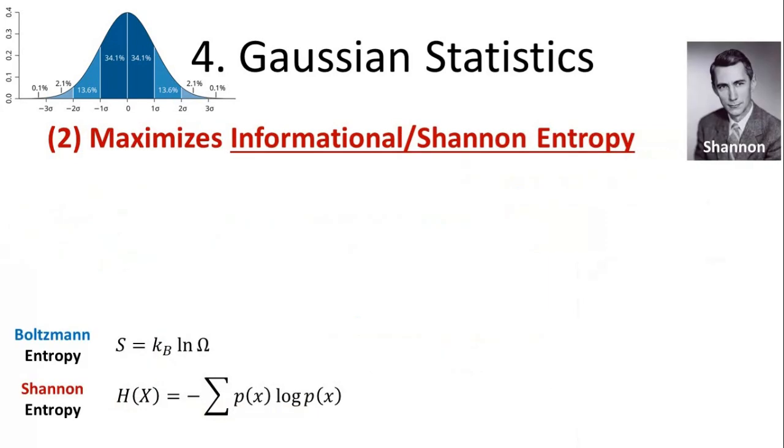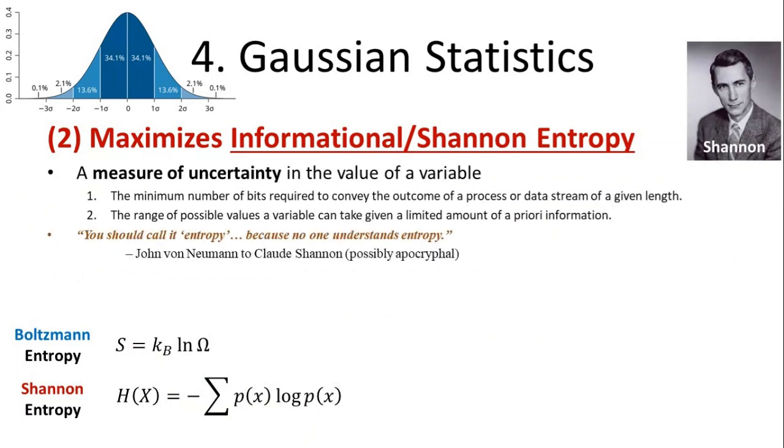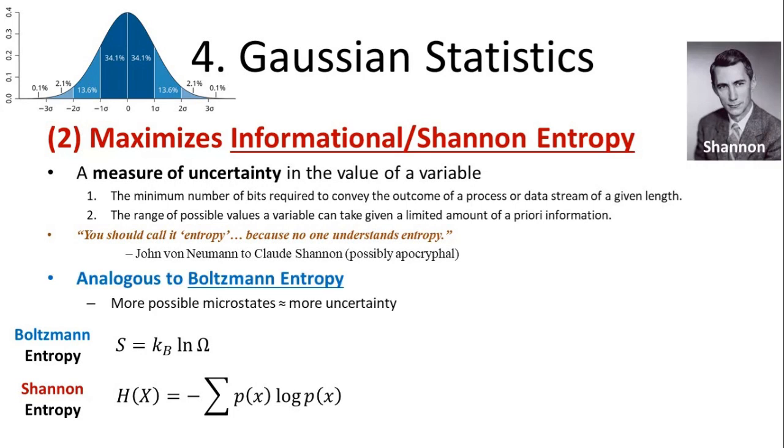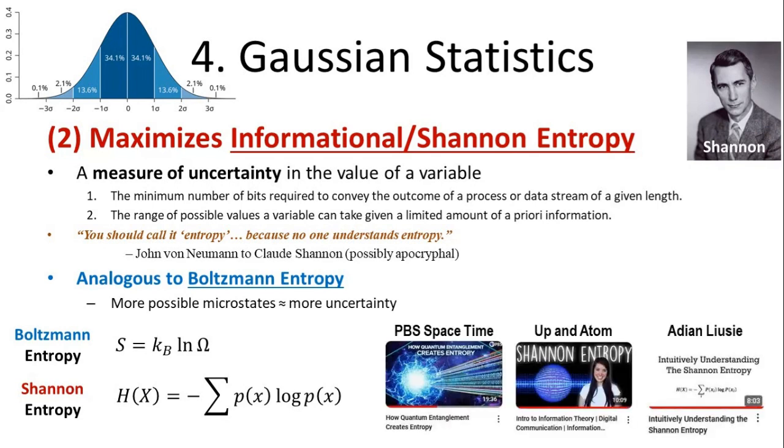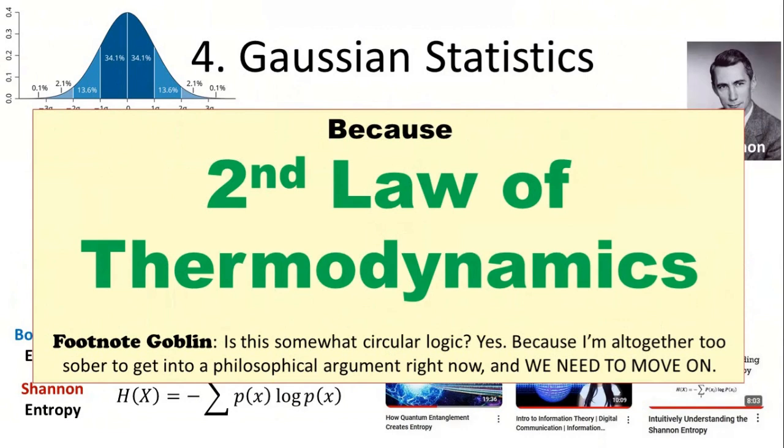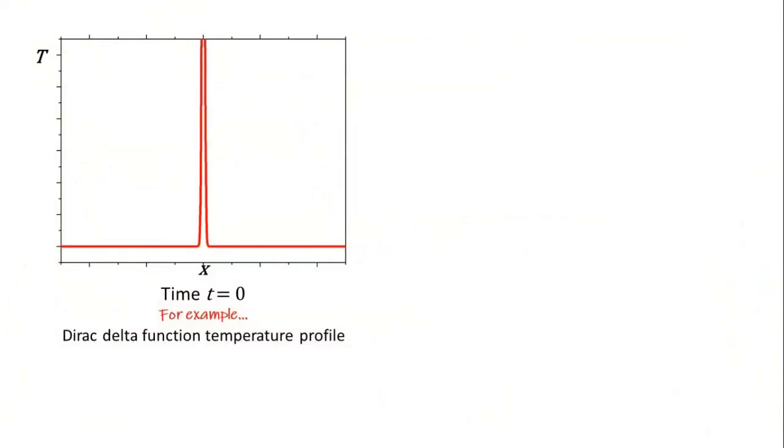2. The Gaussian distribution maximizes informational entropy. Informational entropy, or Shannon entropy, is a measure of uncertainty in the values of a variable. And, important note, it's closely related to Boltzmann entropy. But that topic is outside the scope of this video. There are already a handful of videos I recommend that give a nice introduction to the topic if you're interested. The upshot is that you could say that diffusion follows Gaussian statistics because of the second law of thermodynamics. Alright, getting back on topic.